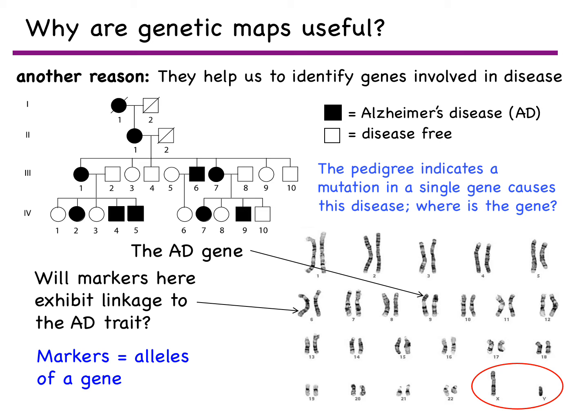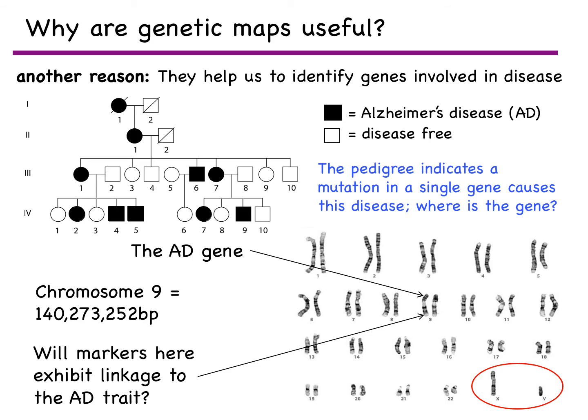This is basically what you learned in the first half of the course. So let's ask a different question then. What if you had markers that mapped to the opposite end of chromosome 9, opposite end from where the Alzheimer's disease gene resides? Would those exhibit linkage to the Alzheimer's disease trait?